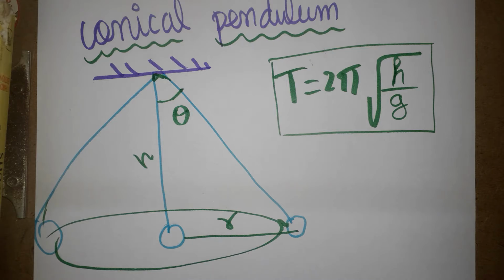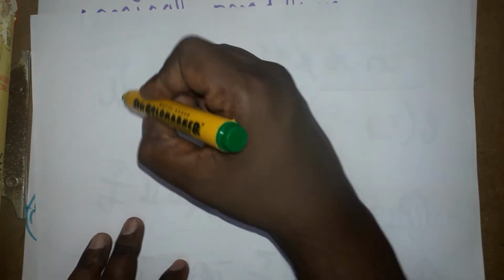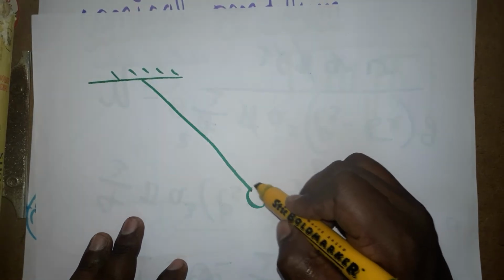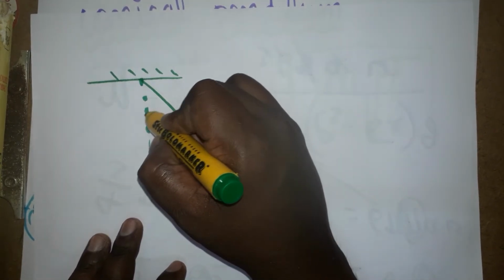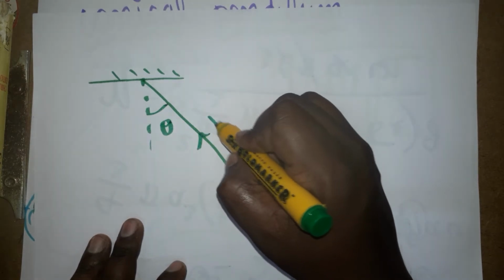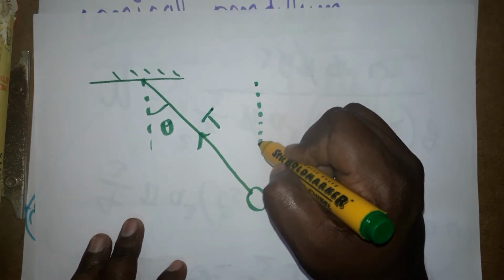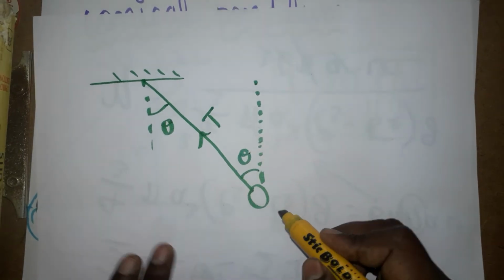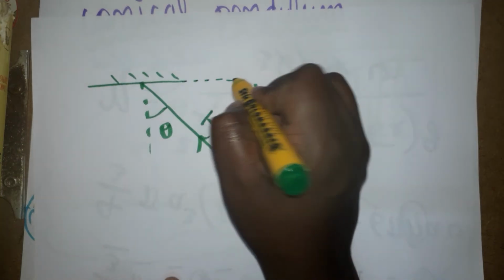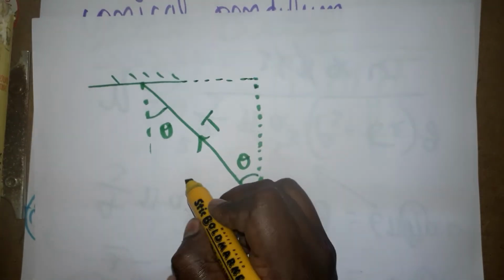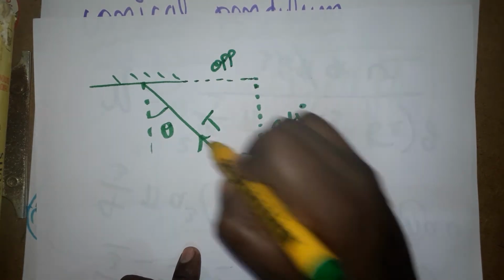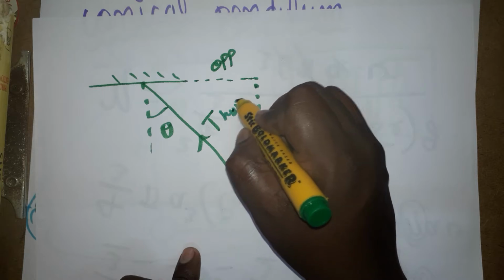The first thing we take is the angle theta. It is a conical pendulum hanging from a fixed rigid point, with angle theta from the center. The tension in the wire is T. This angle is equal to this angle theta, so I am making a small triangle like this. In this triangle, the opposite is this, the adjacent is this, and the hypotenuse is the tension of the wire.